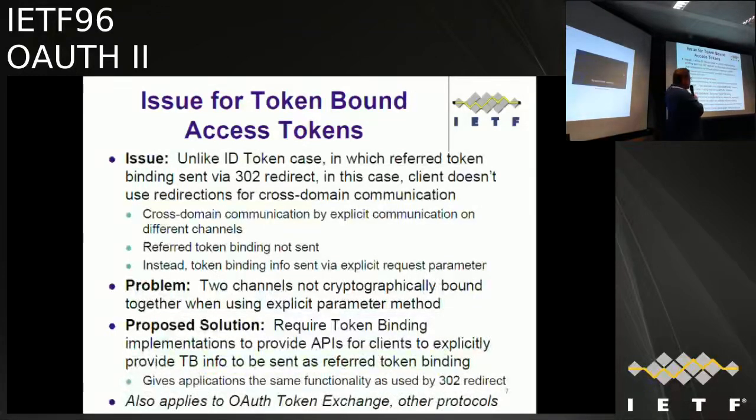The problem that makes this different than the browser 302 case is that the token binding protocol spec doesn't necessarily provide a way for a native application, which might be your OAuth client, that's communicating on two different TLS channels, to send its token binding info from the one to the resource, to the other, which is the one to the authorization server, as the referred token binding in the same way that the 302 does in the HTTPS token binding draft.